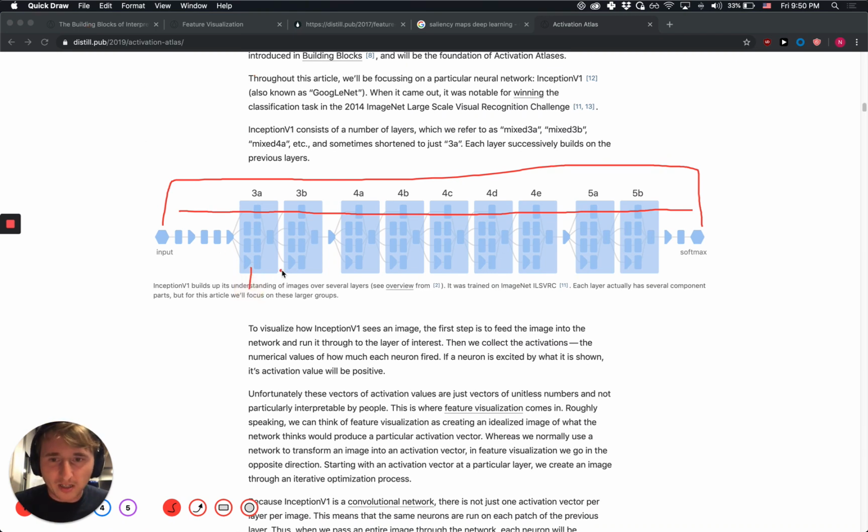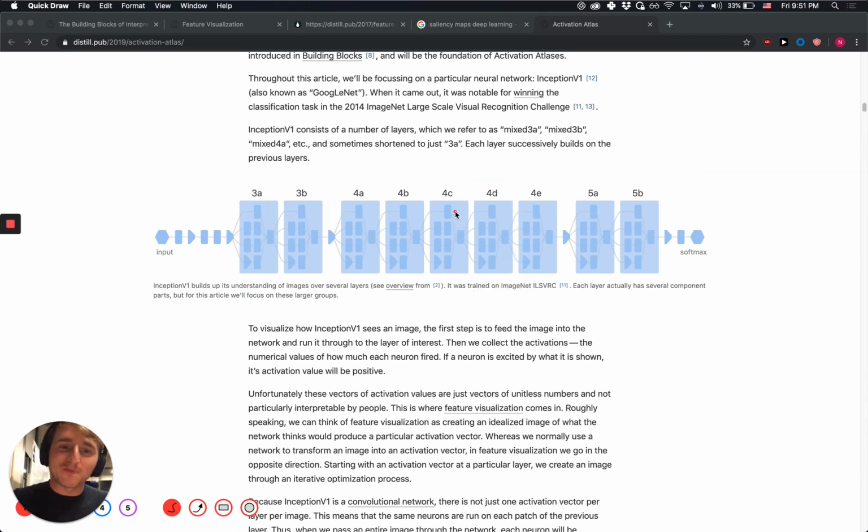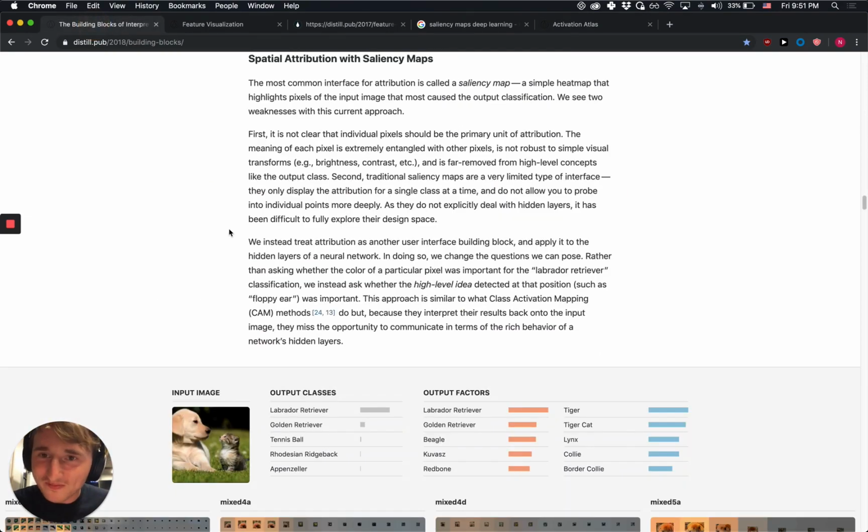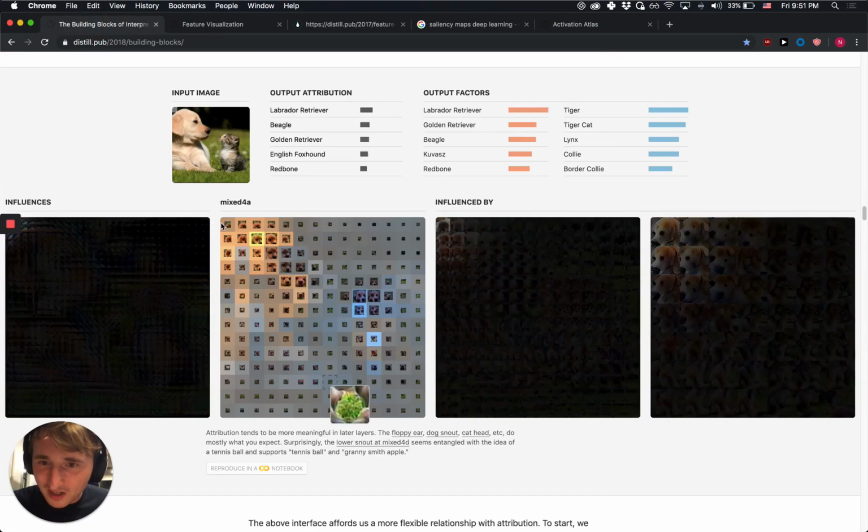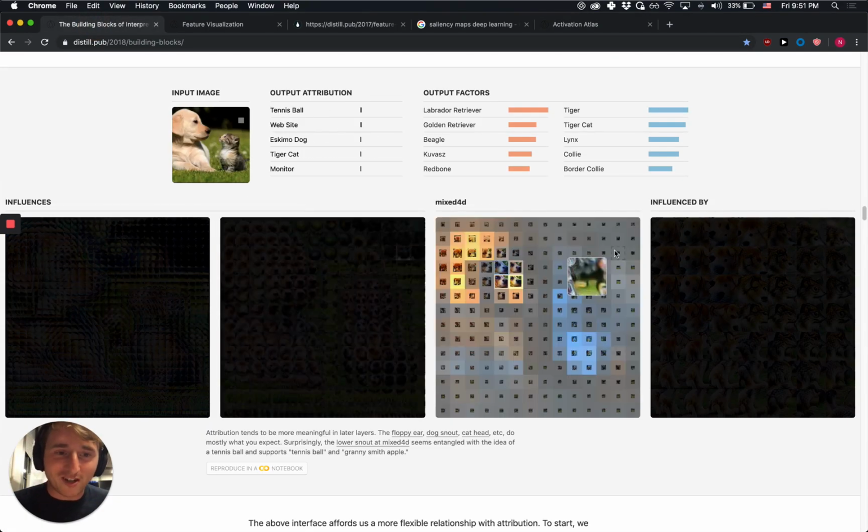So looking at an individual one of these, building blocks is going to take the same approach as salience maps, trying to look at which parts of the image are important. But instead of looking from input all the way to the end, it's going to be looking at a hidden layer, and probably our favorite hidden layer, mixed 4D. So let's take a look at it. Okay, so with this, it's multiple layers.